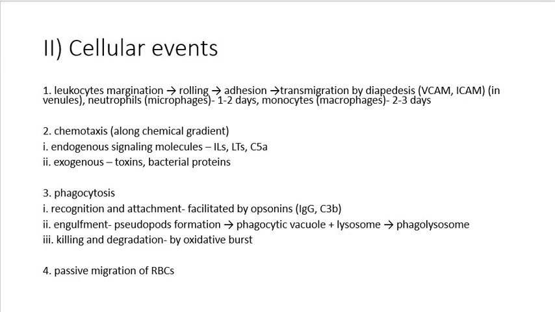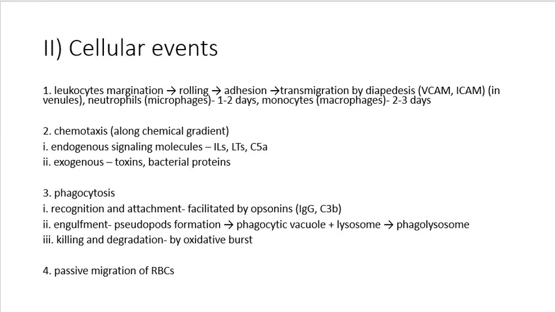This margination, of course, is initially initiated by chemotaxis, some release of signaling molecules. It can be endogenous, like the interleukins, leukotrienes, C5a, and it can also be exogenous, which is toxins or bacterial proteins. And then there is also phagocytosis.